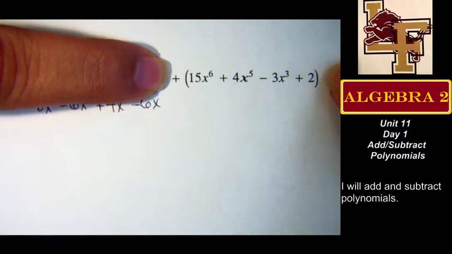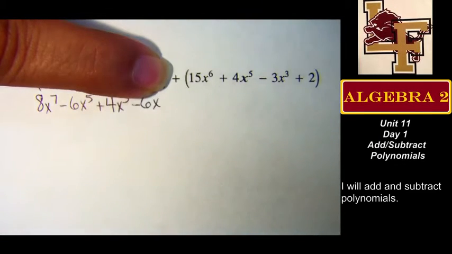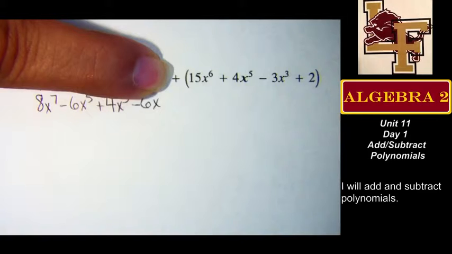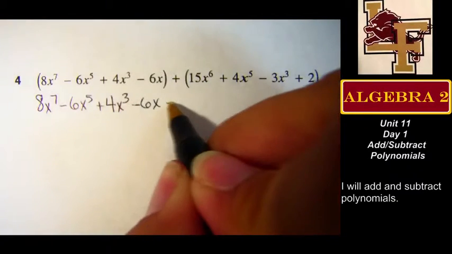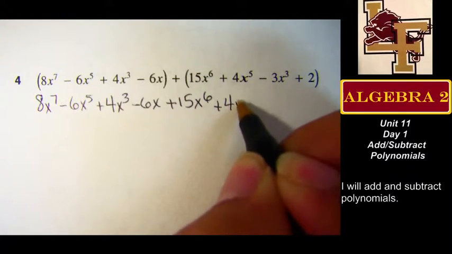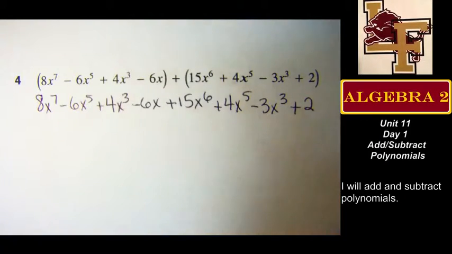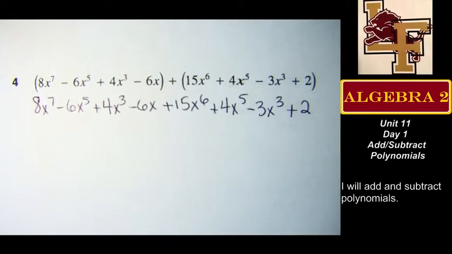Let's look at the second polynomial. Is there anything outside that polynomial that I'm multiplying by? No, I only see a plus sign. So there again, there isn't anything to do. I'm just going to get rid of the parentheses and write everything as I see it. Done.